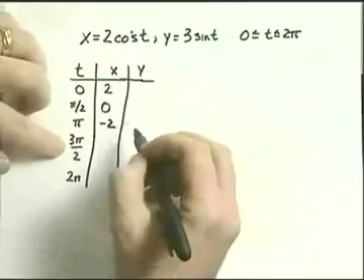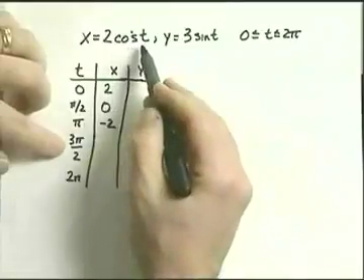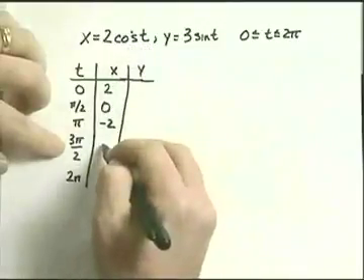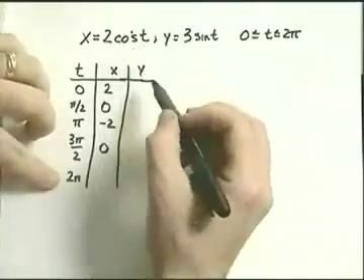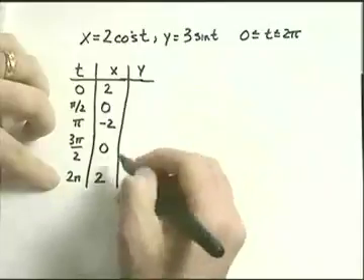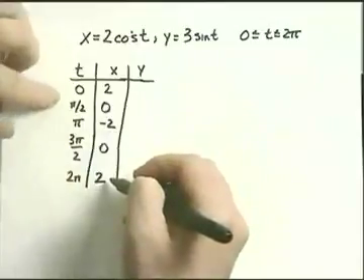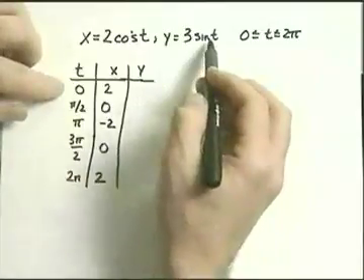For 3 pi over 2, we have the cosine of 3 pi over 2, which is 0. 2 times 0 is 0. And then for 2 pi, cosine of 2 pi is 1. 1 times 2 is 2, so we're right back where we started. Do the same thing for the y values.